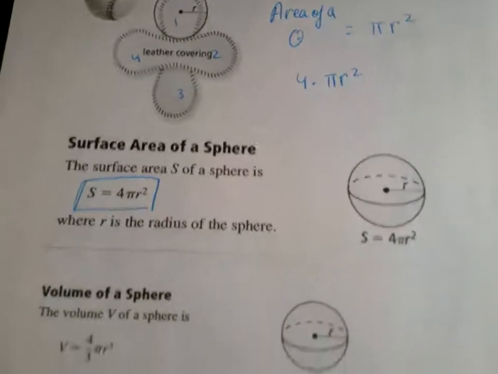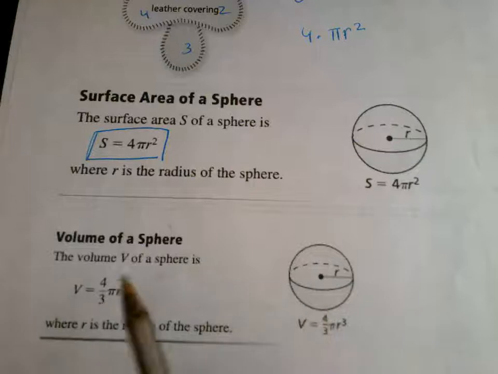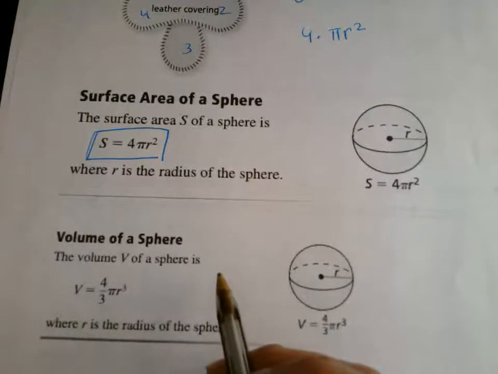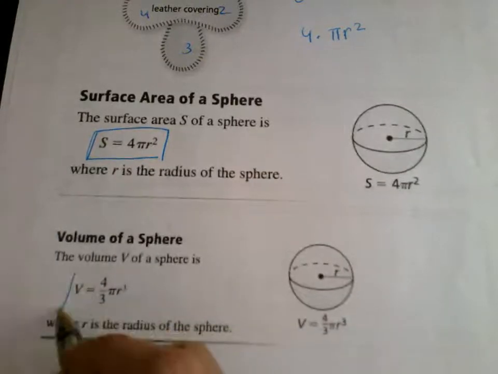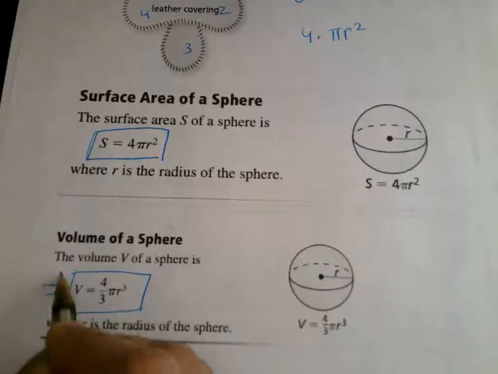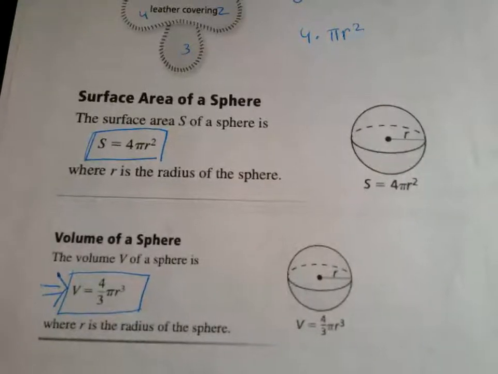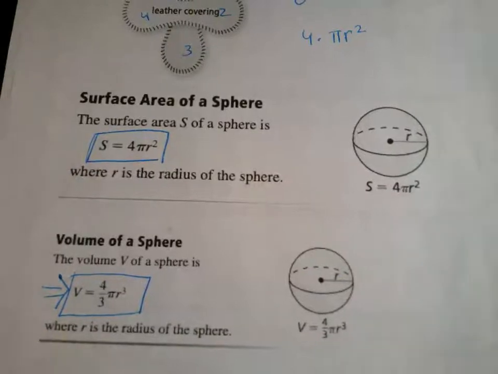Okay, now volume. What is the volume of a sphere? The volume of a sphere is 4/3 pi r cube. Why cube? Because volume is represented in cubic units. So the volume of a sphere is 4/3 pi r cube, where r is the radius of the sphere. Now let's try to use these two formulas in questions.